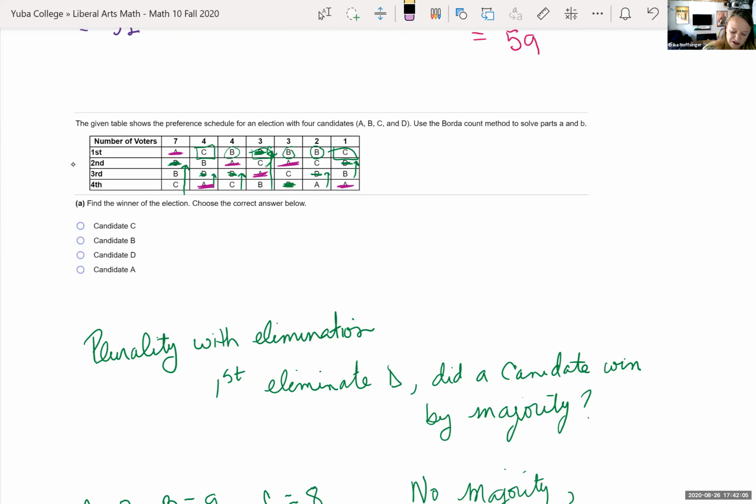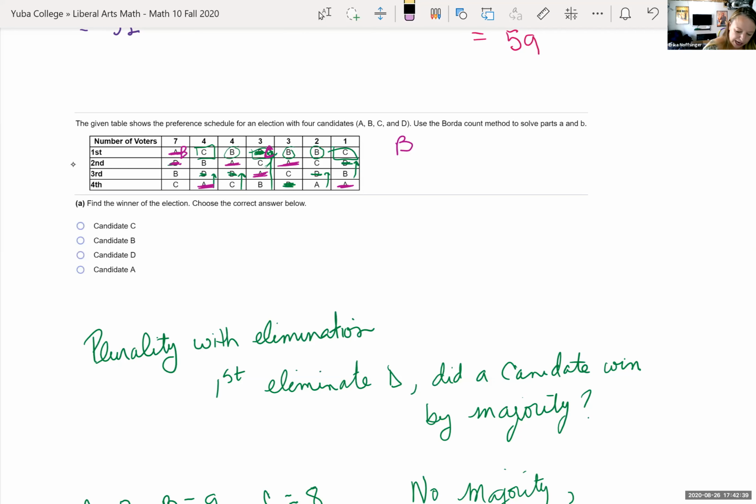Okay, so we want to look at candidate B. So notice that candidate B on this first column of 7, because we crossed out A and D, is now first choice. C is still here, B is still here. Here, we had to cross this out. C is now still third choice, B, B, C.